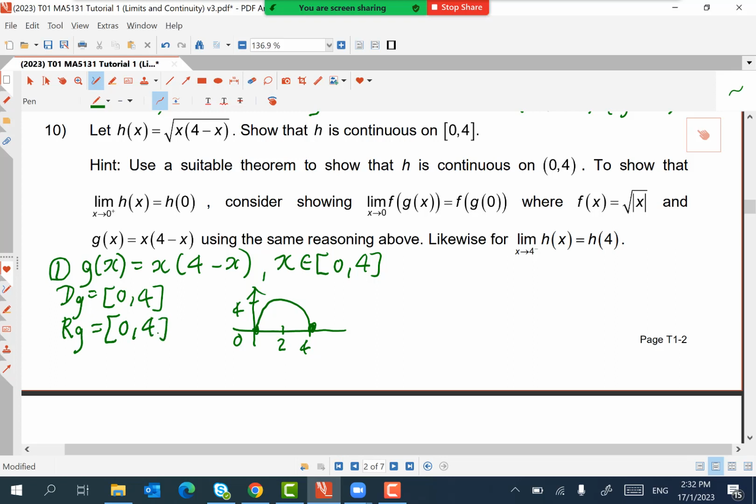Alright, then we define another function f(x). The suggestion is to define the function f(x) as x squared. Although the suggestion here is modulus x, I don't think you need modulus x. I think that x squared will do. We then have function f(x), and also let the domain of f(x) be just from 0 to 4.